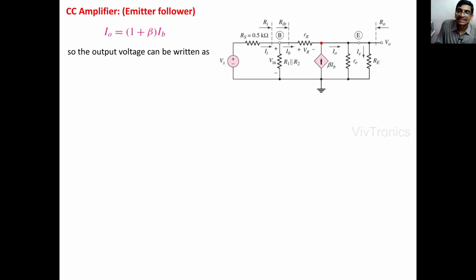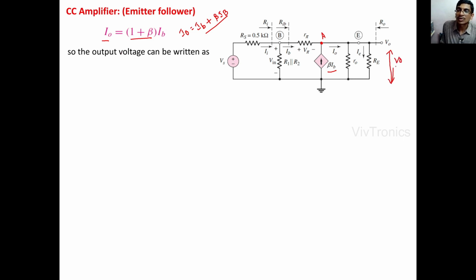Here we are going to apply KCL at this node A. The outgoing currents are equal to the incoming currents. The outgoing current is I0 here, and the incoming currents are IB, the current through R pi, and beta IB, which is a dependent current source. Therefore, we can write I0 is equal to IB plus beta times IB. If we take IB common from this equation, we get (1 plus beta) times IB, which is the I naught current equation.